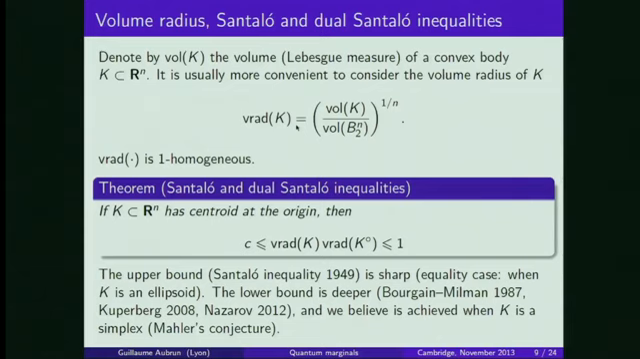The lower bound is deeper, and we now know several proofs of this fact, due to Bourgain-Milman, Kuperberg, and Nazarov. Here we don't know what the worst case is. We believe that the minimum of this quantity should be achieved when K is a simplex, but we don't know how to prove this. So we can remember that this volume radius dualizes nicely.